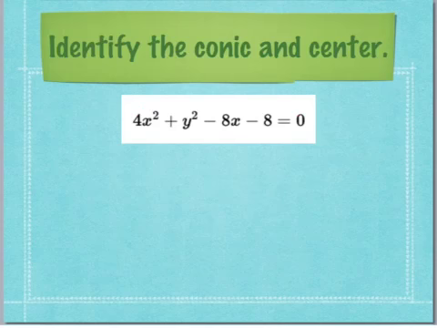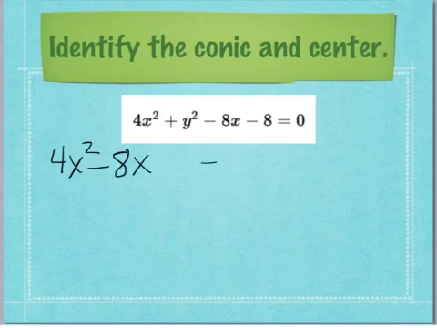Okay, let's see if you did this correctly. So we need to move the x's around. So 4x squared, negative 8x, and then we've got the plus y squared. And then we have nothing, no other y, so we don't have to worry about that, but we do have to move that 8 over to the other side.